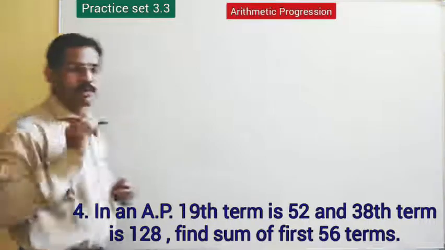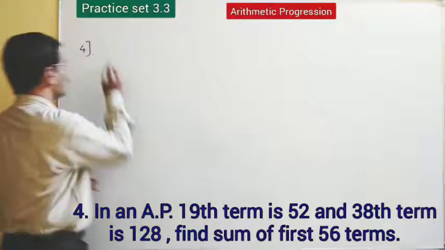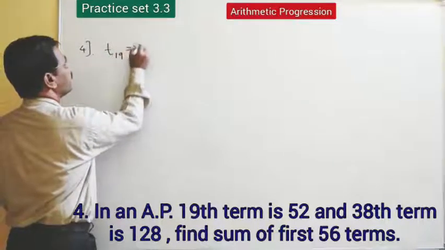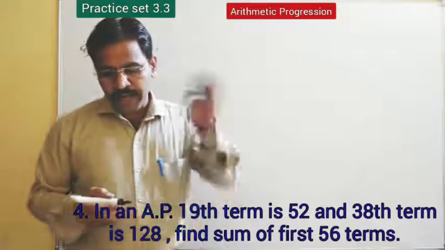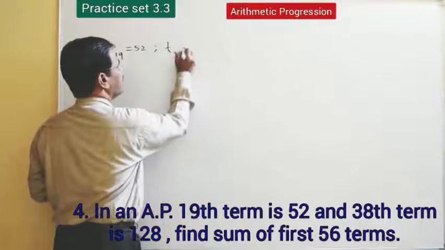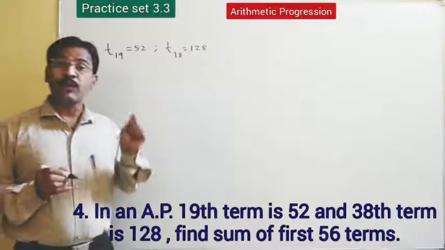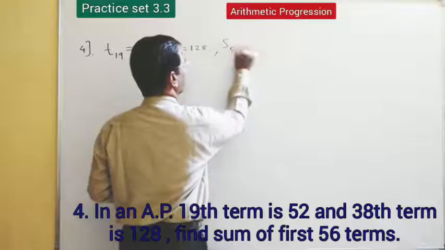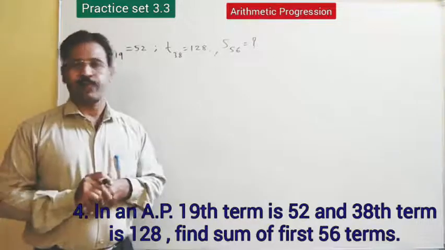Look here. What is given to us first? I'll write here: the 19th term is 52, and the 38th term is 128. So from this information, we are going to find S56. See here, S56 means the sum of the first 56 terms we have to find.